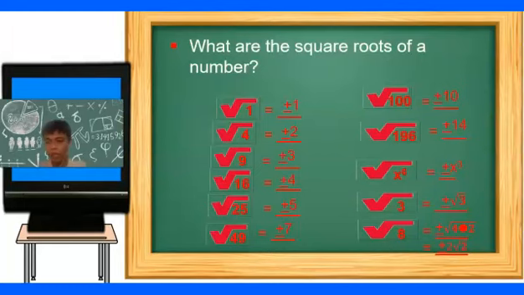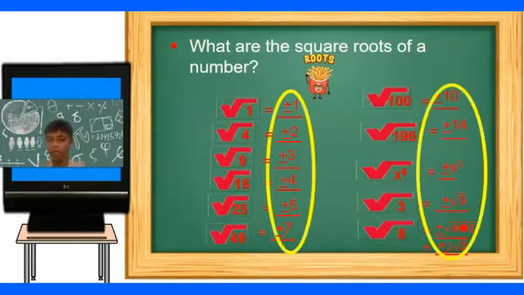So, mapapansin nyo, yung mga irrational ulit, may natitirang radical. Unlike sa mga rational numbers, wala nang matitirang radical. At lahat yan ay may dalawang possible answer. One is positive and one is negative. Okay? I hope naintindihan natin yung mga nakakuha. Congrats! Yan. So, ang tawag natin dyan ay mga roots.